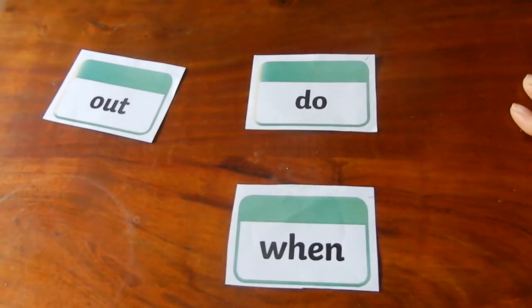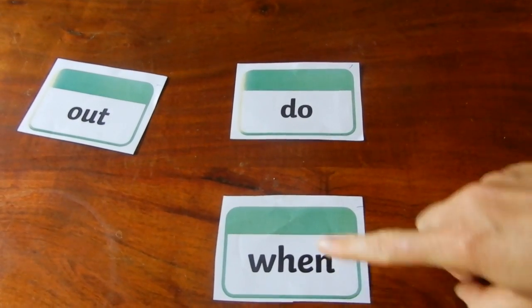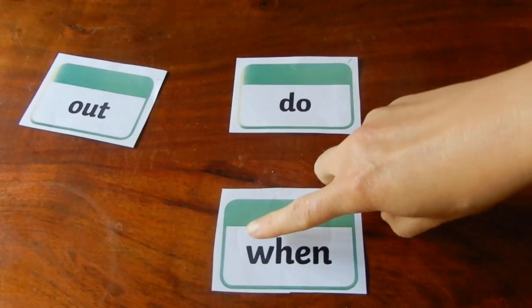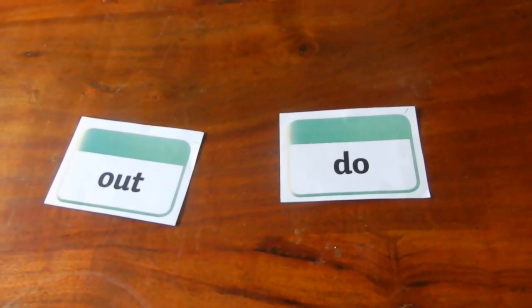Right, so they've got 3 left of these. Can you point to the one that says when? There is when. Just that w and together, just making the w, n. There we go. When. And out of these two, which one is out?